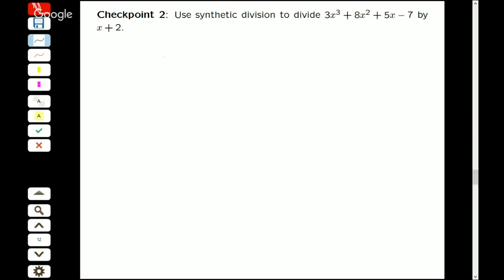So, what is the first step? What do we write down? The integers. Do they have all the powers here? Yes. So we're going to have a 3, an 8, a 5, and a negative 7. And then you draw that box. Remember, it's an upside down long division symbol. And what do we put on the outside? Negative 2. Change the sign of that 2.